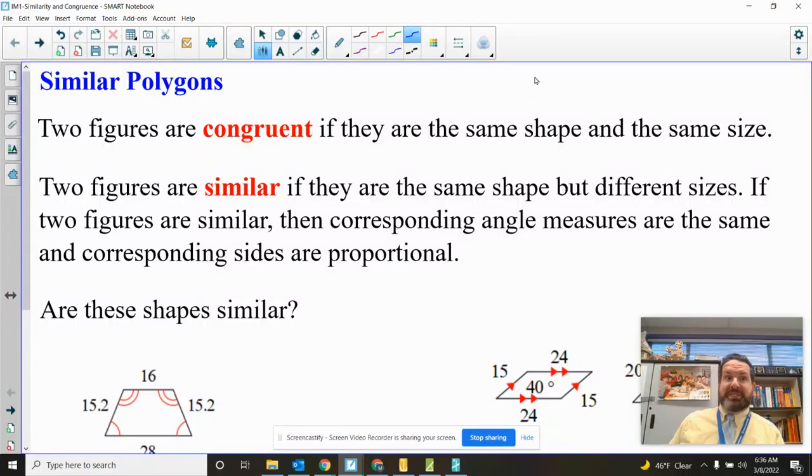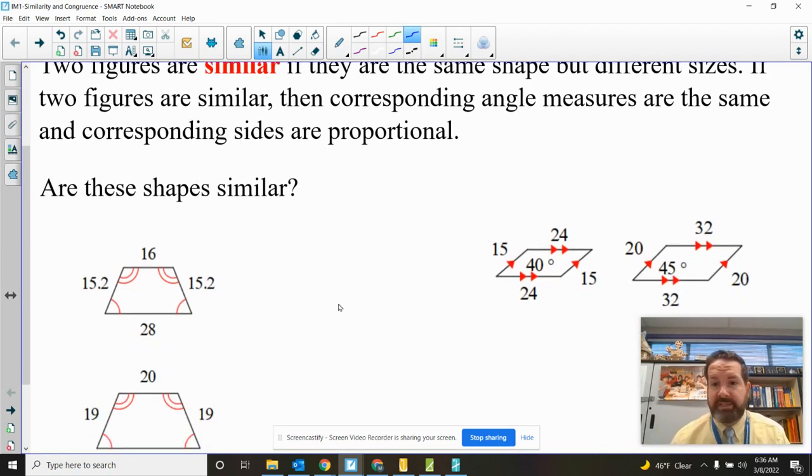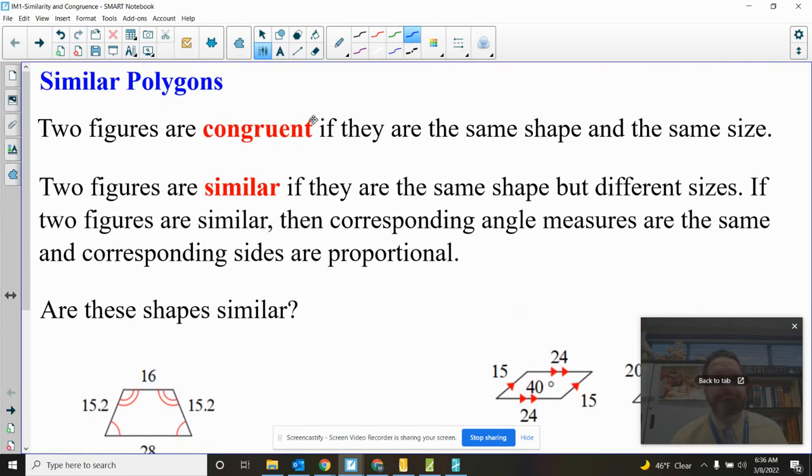Let's talk about shapes. If you are a spatially oriented person, I think you're going to like this unit because we're going to be looking at polygons. Polygon just means a shape that's closed with straight sides. For example, all these figures down here are polygons.